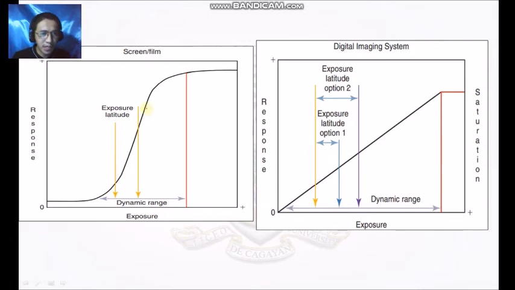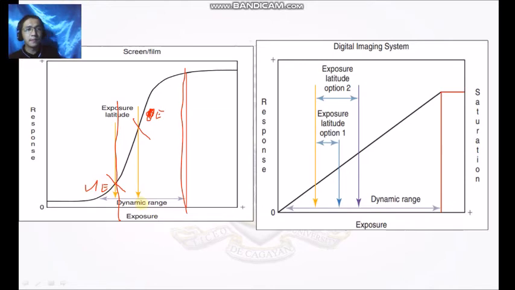Like for example, screen film. Screen film has a very narrow latitude. So that means there is a very high possibility that we make mistakes in our factors. Like for example, if the factor goes beyond this portion, that would result in overexposure. If your factor goes below this portion, then that would result in underexposure of your film.